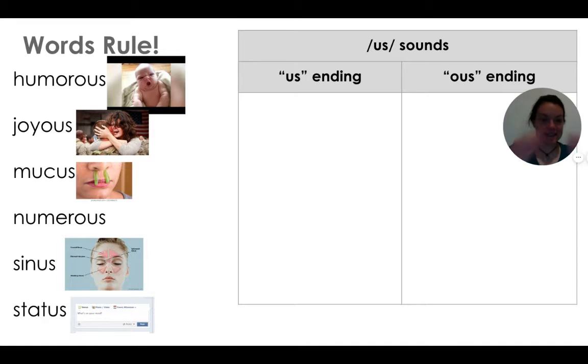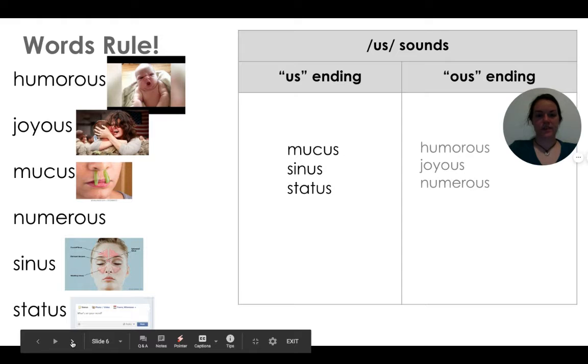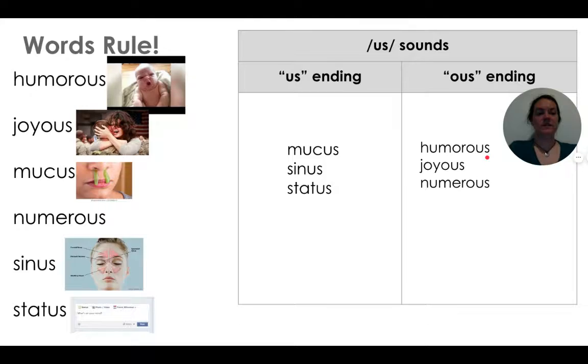Sinus. Sinus is anything like in your head. So when you get really snotty, that's everything that's in your head. Status. Status is something that maybe you would see on Facebook. So here we are. Here's the OUS, or the US and the OUS endings.